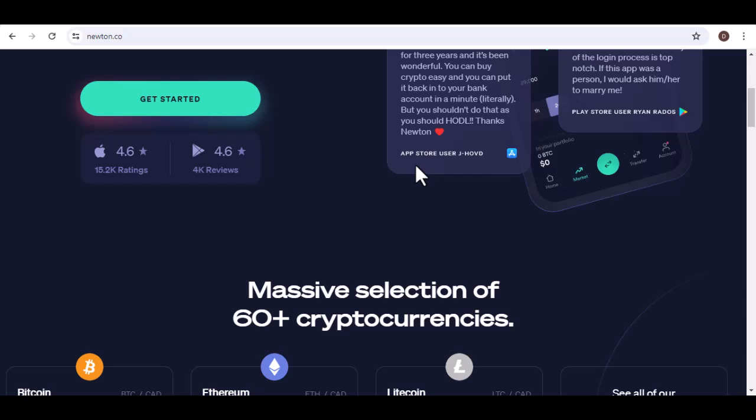Step 2. Fund your account. Now that your account is verified, it's time to fund it. Newton offers multiple funding options, including bank transfers, Interac e-transfers for Canadian users, and cryptocurrency deposits. Choose the method that suits you best and follow the on-screen instructions.